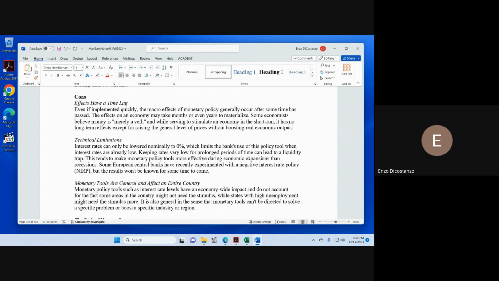The macro effects of monetary policy occur after some time has passed. There's a time lag, so the effects in the economy may take months or even years to materialize. Some economists believe money is merely a veil, and while serving to stimulate an economy in the short run, it has no long-term effect except for raising the general level of prices without boosting real economic output.